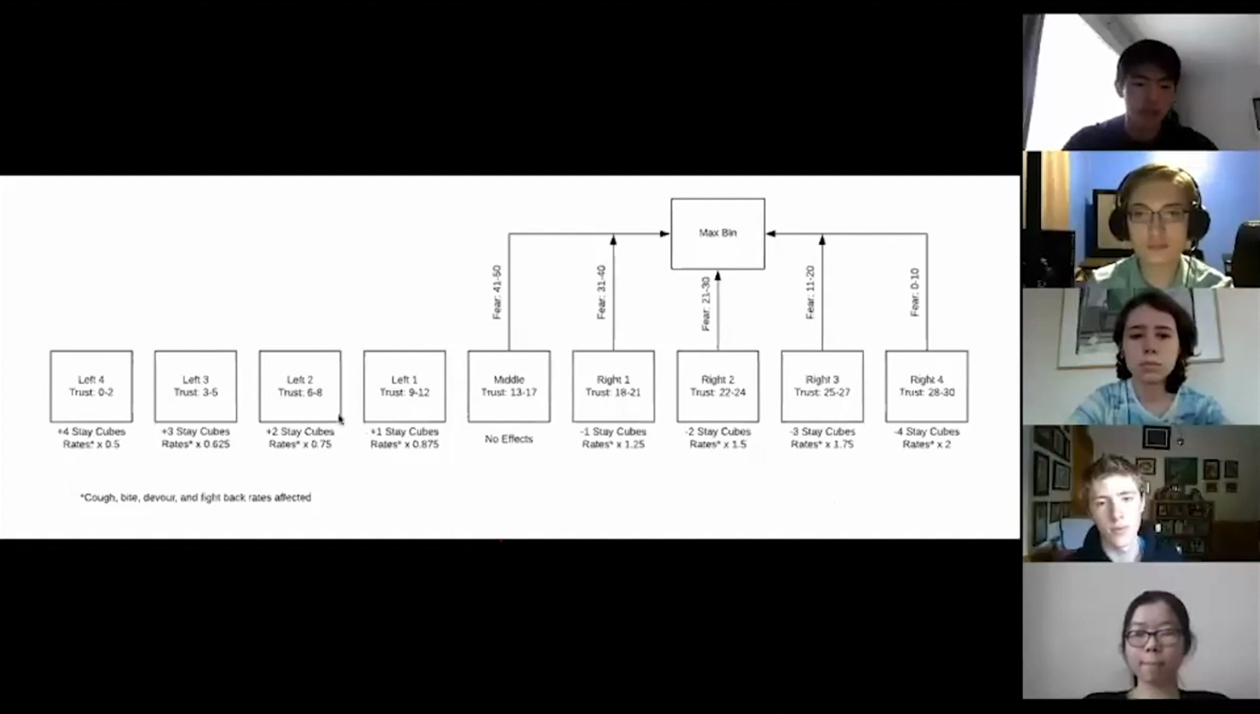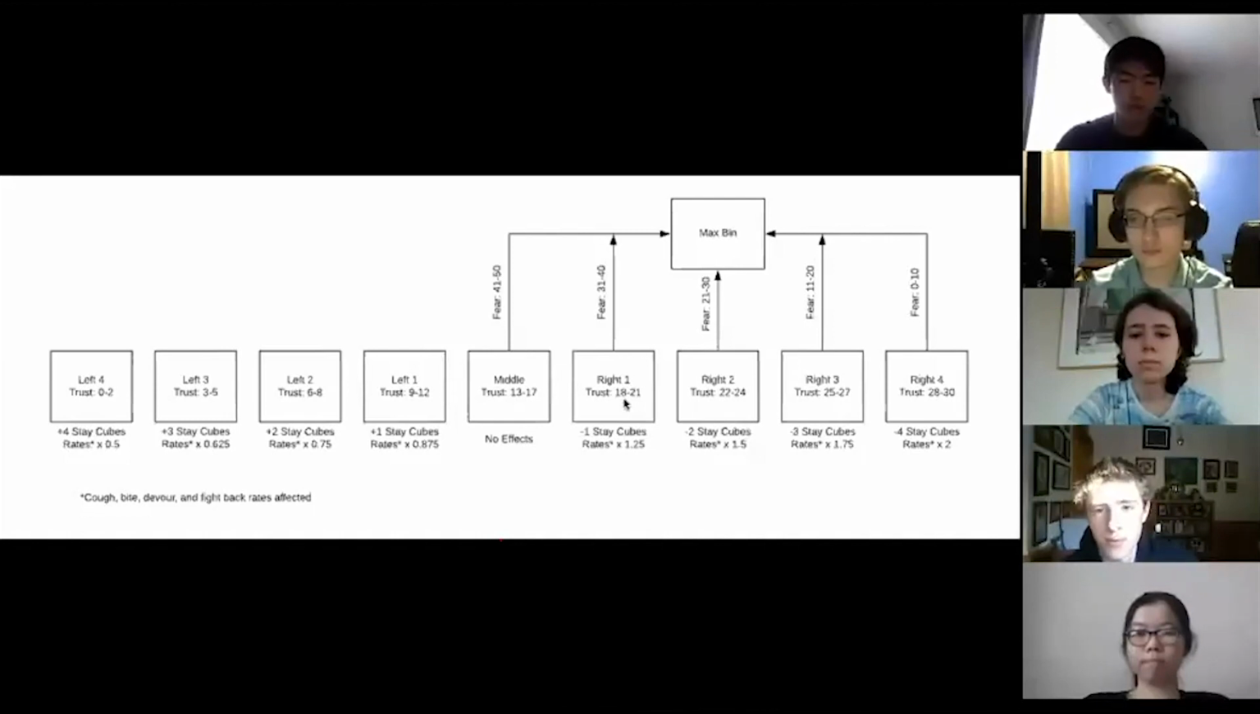As you'll see, trust can range from 0 to 30, and we've set up different bins. Depending on your trust value, you could be in a different bin in each neighborhood. And depending on your global fear, the highest bin you can reach changes, and you can note that on the right with the max bin part. As an example, if your fear is within 0 to 10, you could have the max amount of trust at 30, but let's say your fear is within 31 to 40, the max amount of trust you could have would be 21.